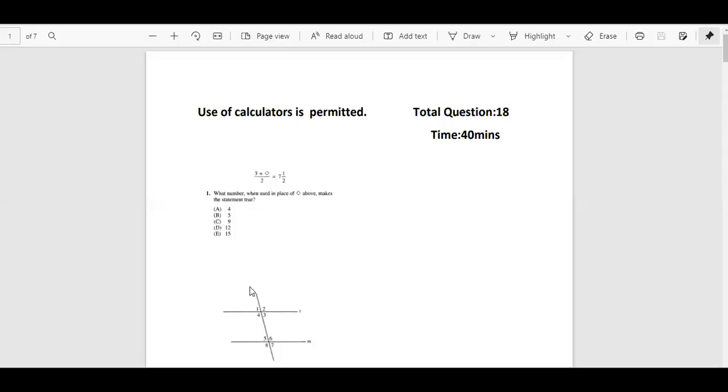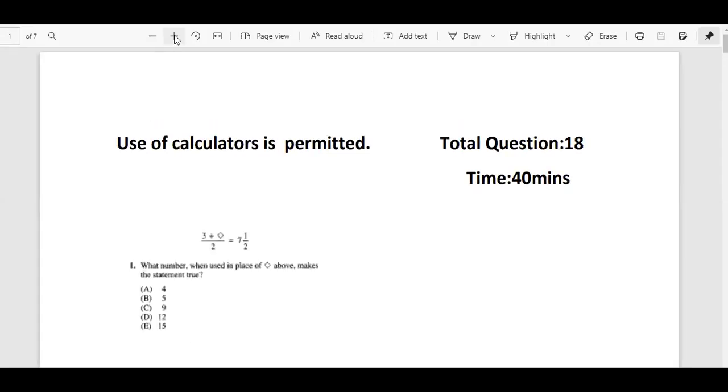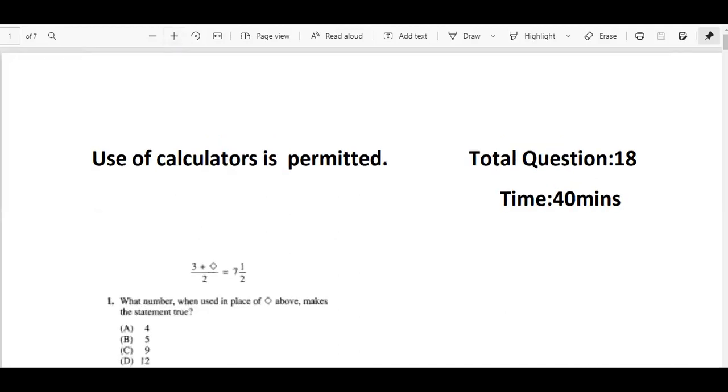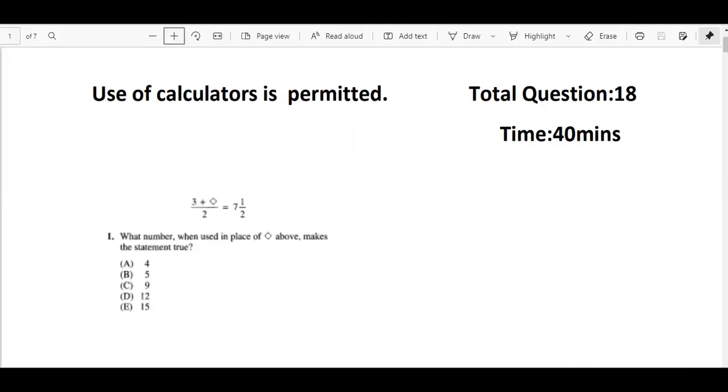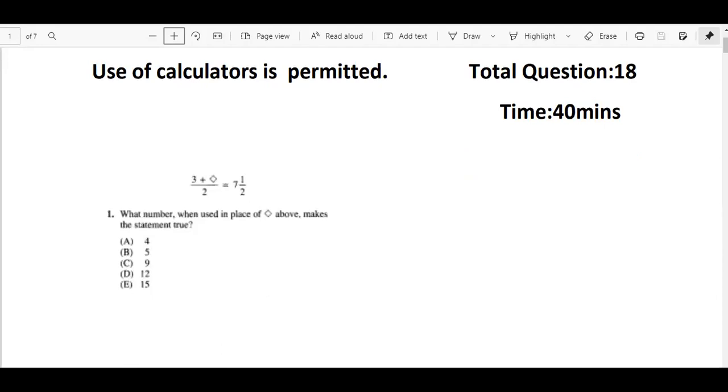Okay, so just let me know once you are able to see the screen. Is the screen visible?